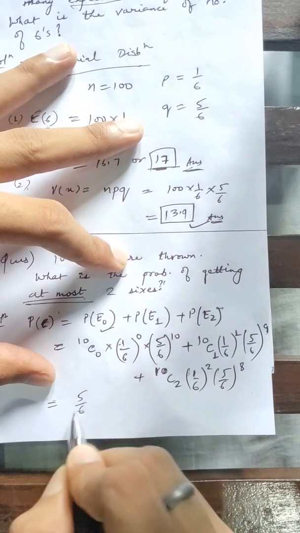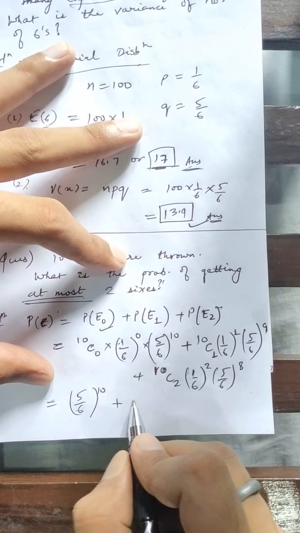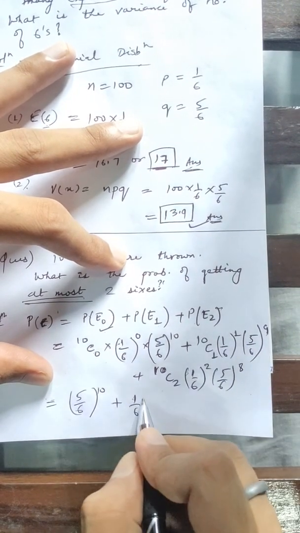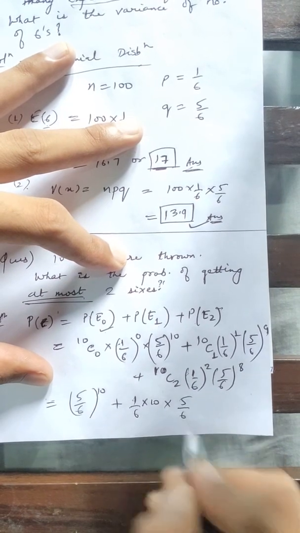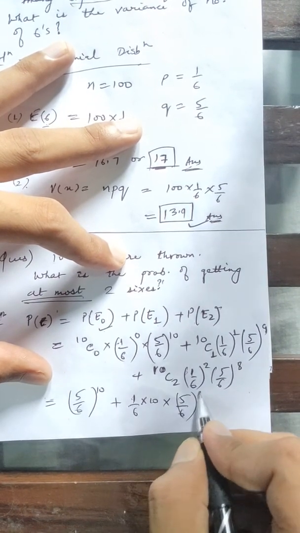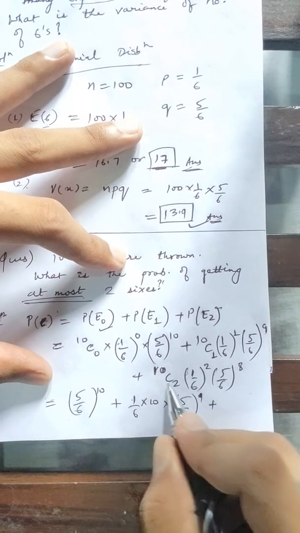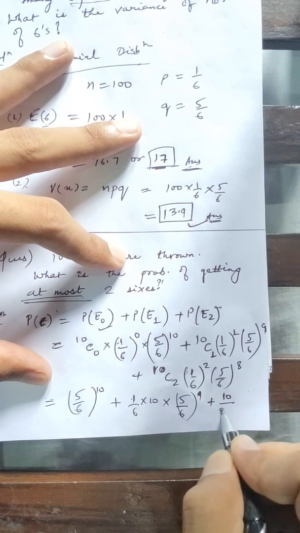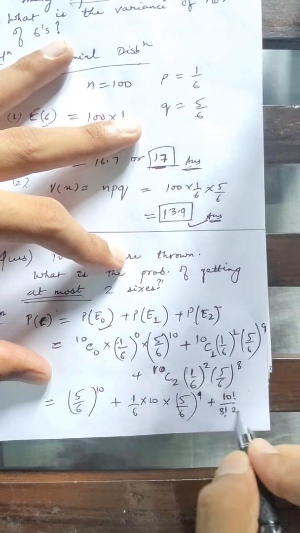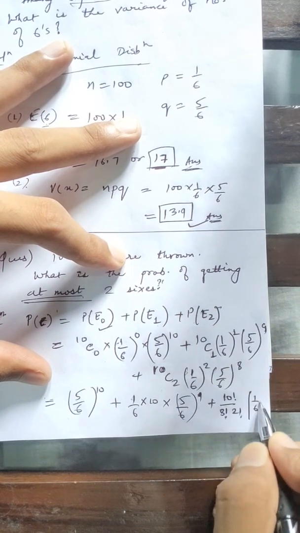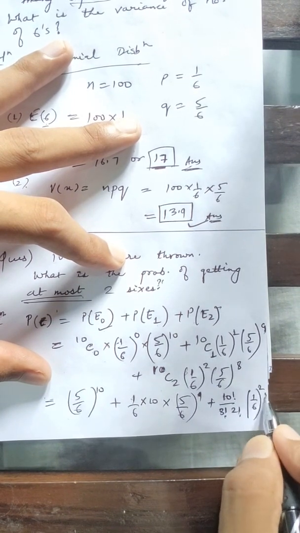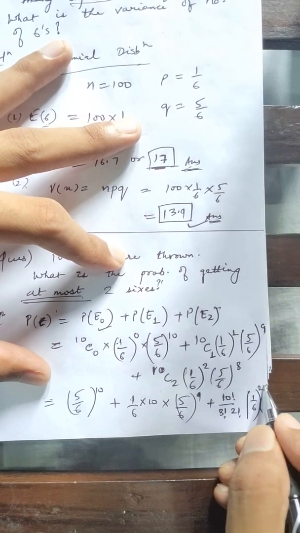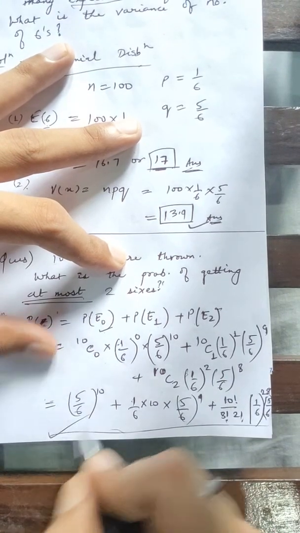This comes out to be 5 by 6 to the power of 10 plus 10C1. What is the value of 10C1? It will be 10 into 1 by 6 into 5 by 6 to the power of 9, plus 10C2. The value of 10C2 is 10 factorial divided by 8 factorial divided by 2 factorial, into 1 by 6 square, into 5 by 6 to the power of 8, right? So this is the answer. You will see this in the options and you take it.